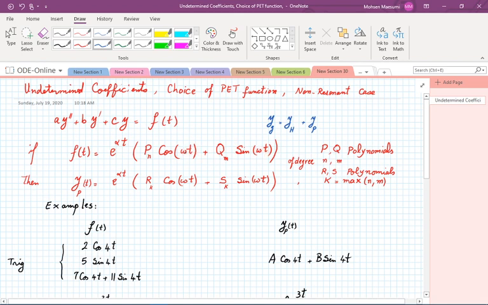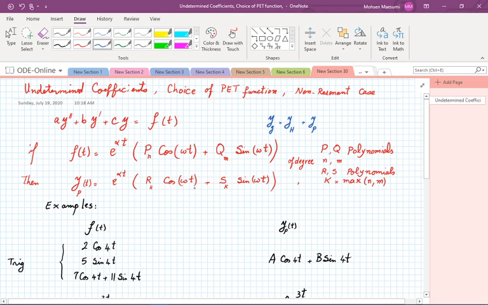The idea is that the trial function that you use, remember, the particular function that has to be added to the homogeneous solution to give you the general solution, is created out of the family of these. The family simply means you are going to replace the P and Q here by some general polynomials of as yet undetermined coefficients, and then you are going to find them later on.